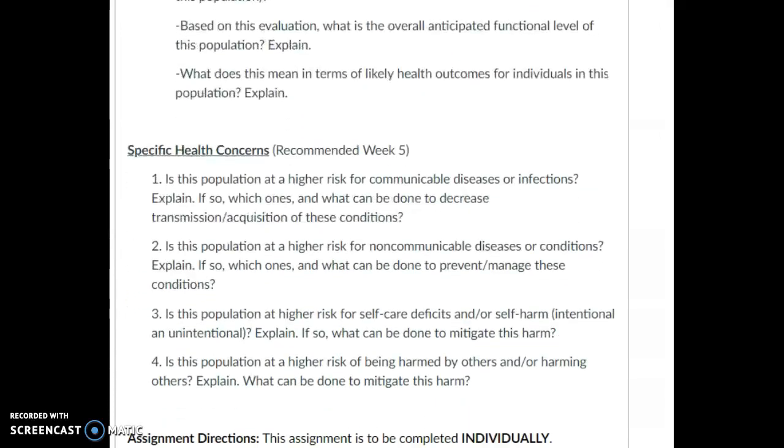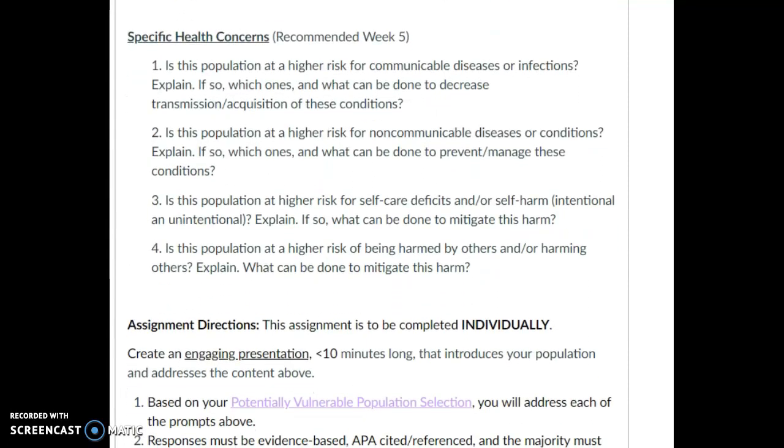Now, in week 5, we're looking at specific health concerns. For these specific health concerns, much of this comes from very specific information, and therefore you would need to have references and citations. This first one asks, is the population at higher risk for communicable diseases or infections? Now, your population may have very specific infections and diseases that are much more common, or it may just be an overall higher risk for communicable diseases based on, for example, being in a shared living environment, such as in incarcerated populations.